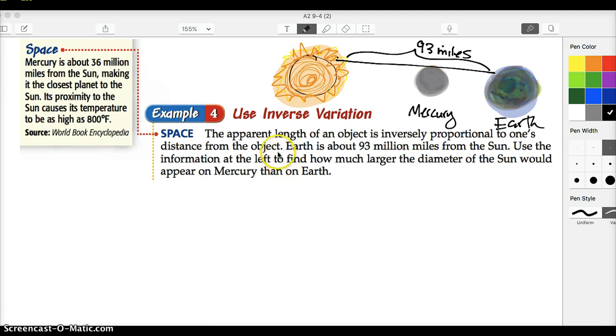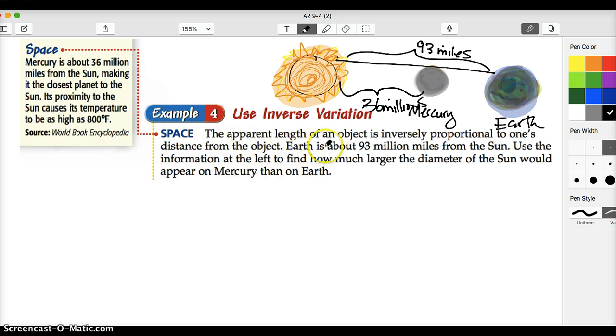I think drawing a diagram is helpful. So I'm going to start off by just having the sun, and here's my Earth that's 93 million miles away. And then the other bit that we need to know is the distance from Mercury to the sun, and that is given in this little side information, about 36 million miles. I know my drawing is not drawn to scale. And so what we need to do is consider this relationship.